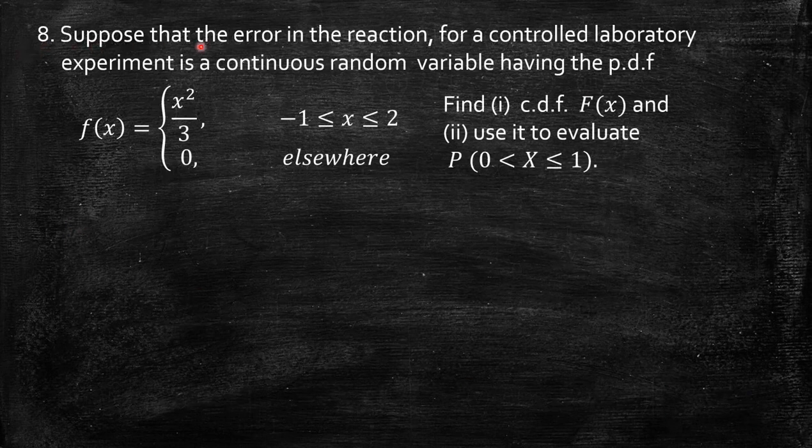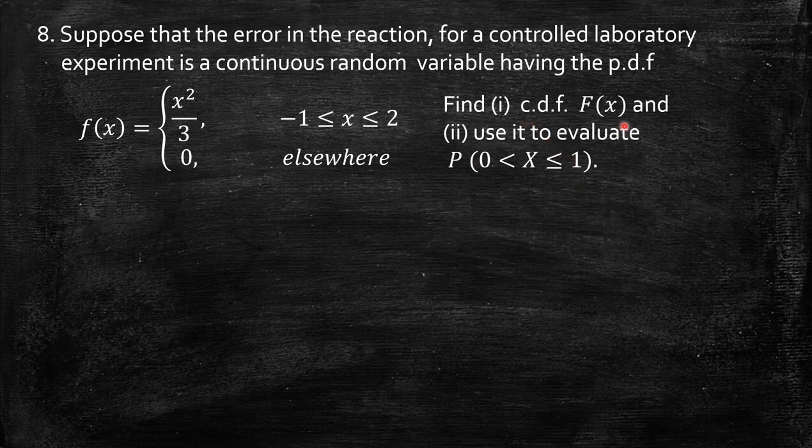Problem number 8. Suppose that the error in the reaction for a controlled laboratory experiment is a continuous random variable having the PDF defined as f of x equal to x square by 3 in the interval minus 1 less than or equal to x less than or equal to 2, 0 elsewhere. Find the cumulative distribution function F of x and use this CDF to evaluate the probability between 0 less than x less than or equal to 1.